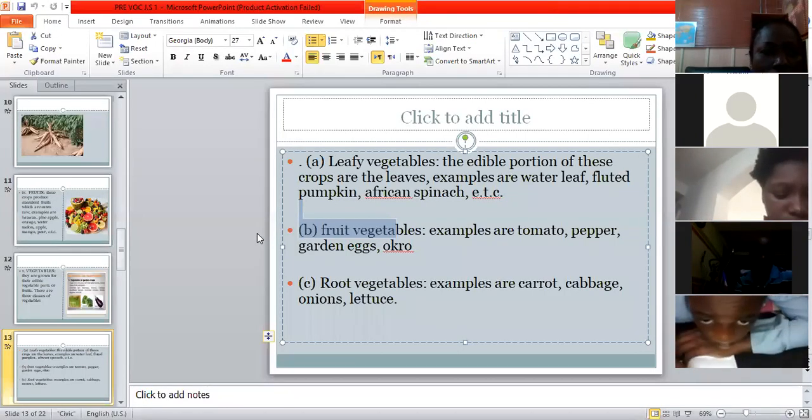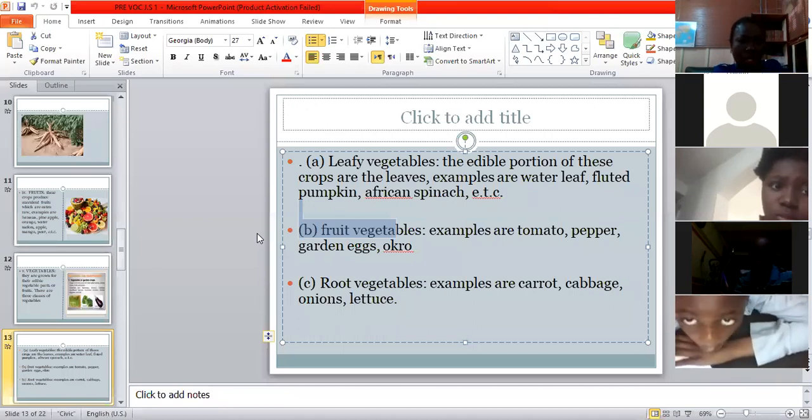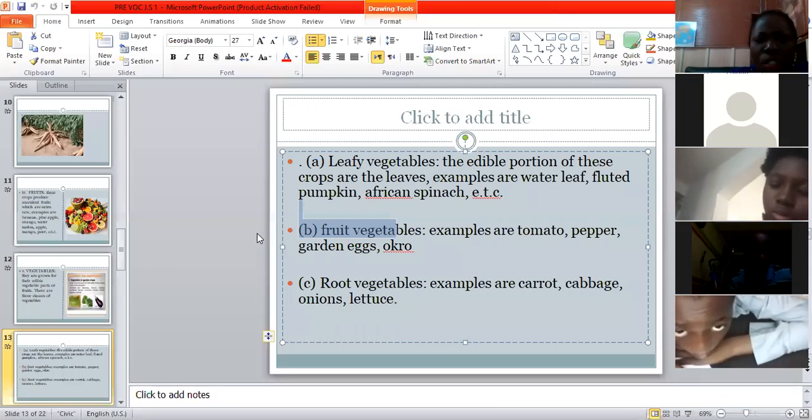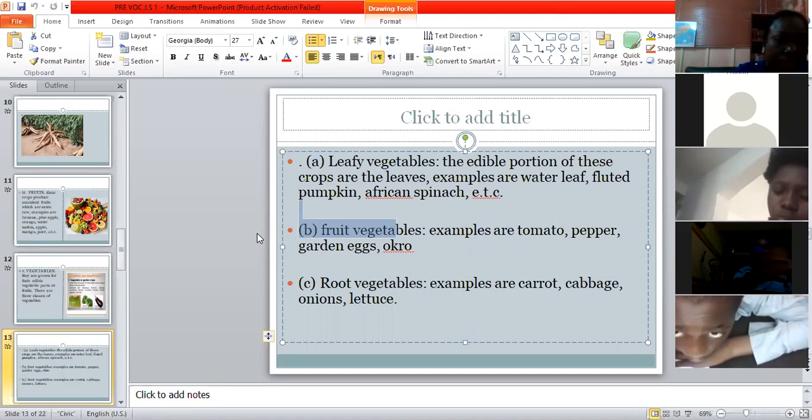Then the second group of vegetable is the fruit vegetables. Examples are the tomato, pepper, garden eggs, and okra. These are examples of fruit vegetables. Then the third one is the root vegetables. Why do we call these root vegetables? They are called root vegetables because we uproot them from the soil. It is not the leaf that you feed on, but the root that is being harvested from the soil. So examples of root vegetables are the carrot, the cabbage, onions, and lettuce.